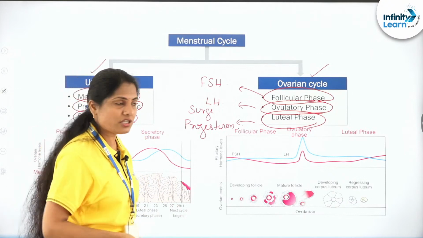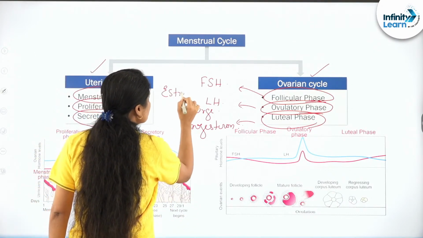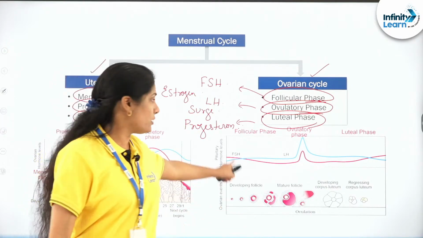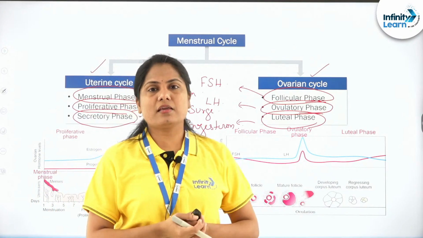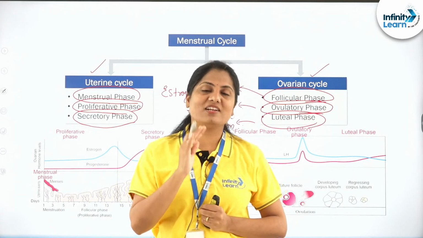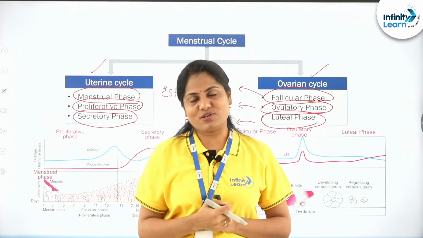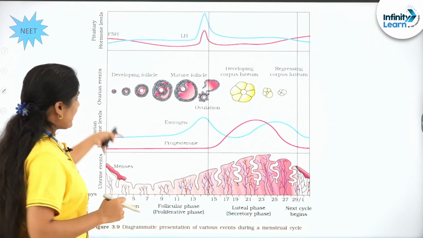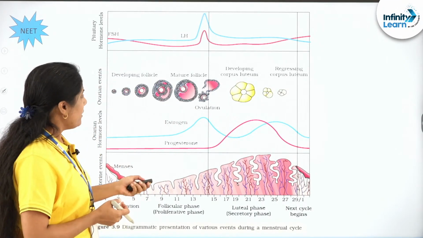So where is estrogen in here? As follicles are growing, they also secrete a lot of estrogen as well. Even corpus luteum secretes estrogen. If at all, in general, they give a question as corpus luteum secretes, if the option is estrogen, actually that is also an answer. But if highly secreted, then progesterone will be your answer. So that is again your straight NCERT diagram.